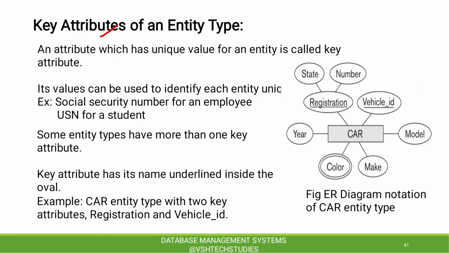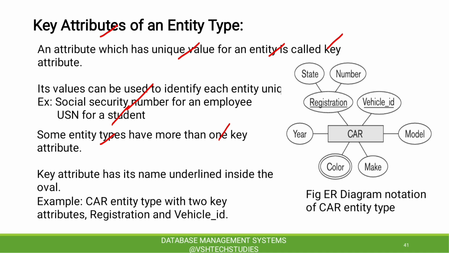Next, key attributes of an entity type. An attribute which has a unique value for an entity is called a key attribute for that entity. So its values can be used to identify each entity uniquely. For example, social security number for an employee, USN for a student. Some entities will have more than one key attribute.